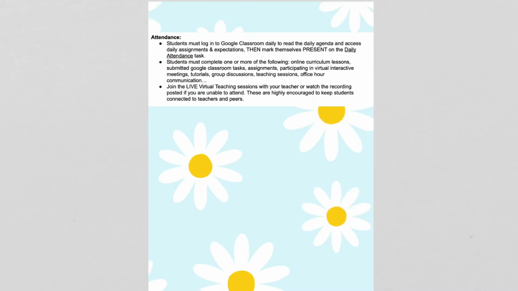So these attendance guidelines right here are provided by the district. You have to log into Google Classroom daily to read the agenda and to access any assignments and expectations. And then you also have to mark yourself present on the daily attendance question task. You also have to complete the engagement activity, and that could be like a task, an assignment, some sort of meeting, tutorial. I'll post it and it'll be labeled as the engagement activity. Those two things have to be done in order for you to be counted present for that day. Make sure you're also joining those live teaching sessions. If you do those two, they do help with your attendance as well.